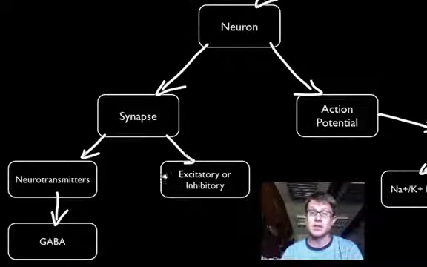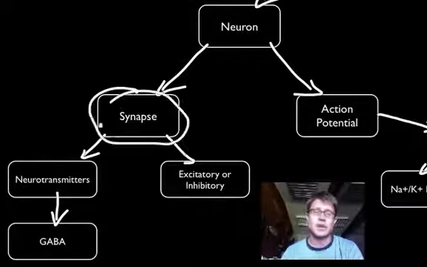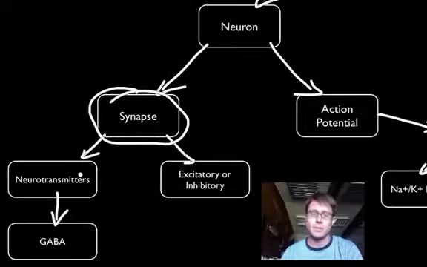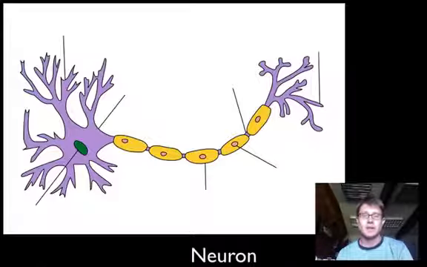Those messages can either be excitatory, so yes, you need to keep that message going, or inhibitory: no, you need to stop the message right here. And so the synapse gives us a lot of control over that message and what happens when it gets to the next neuron. And so this is a neuron.